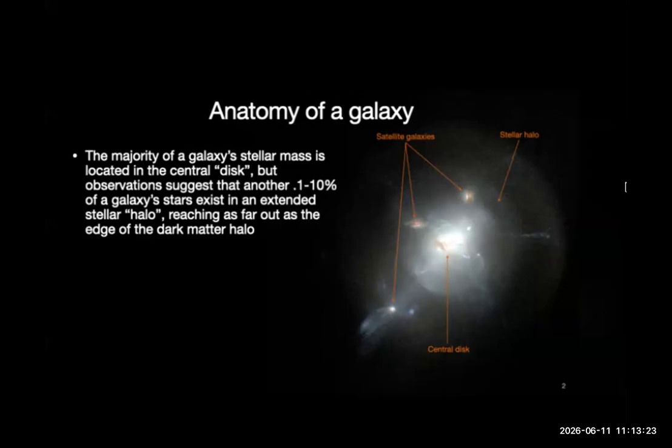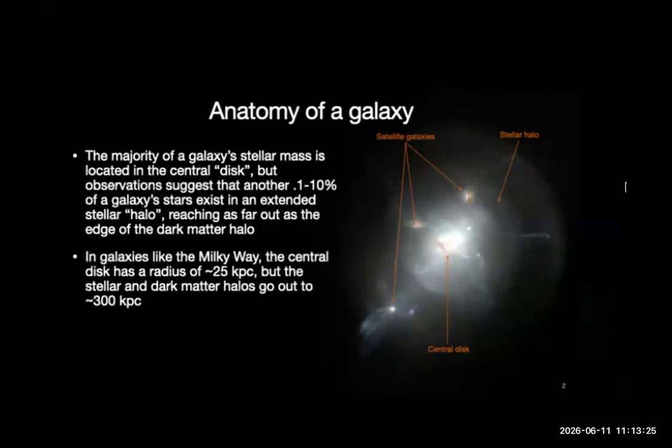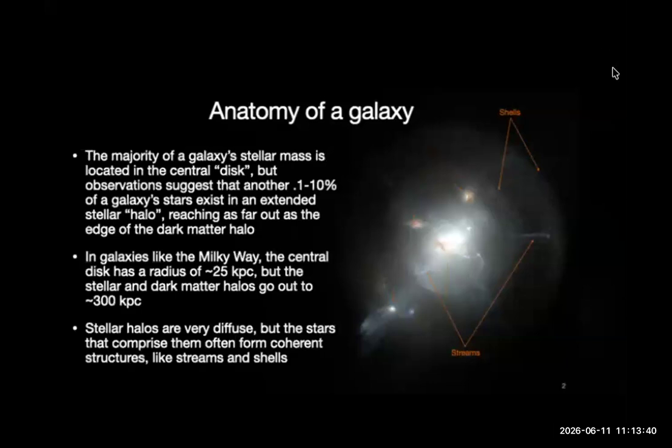For a sense of scale, our own Milky Way has a disk that has a radius of about 25 kiloparsecs, but the stellar halo goes out to about 10 times farther than that. So really about halfway to our nearest massive neighbor, the Andromeda Galaxy. Now, in addition to being very diffuse and very faint, this stellar halo also actually has quite a bit of structure, which is nice.